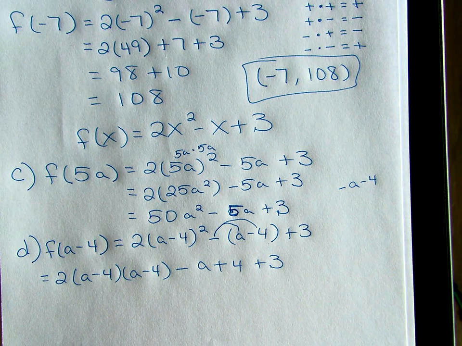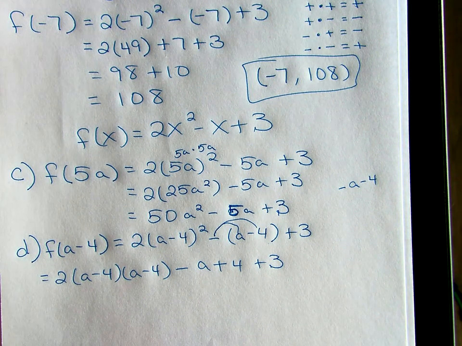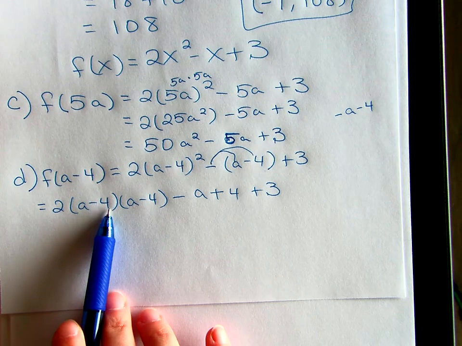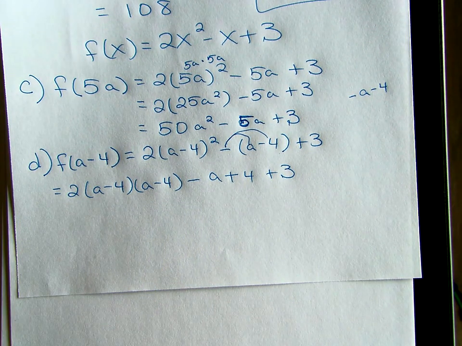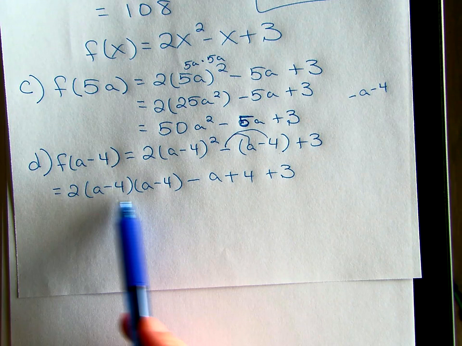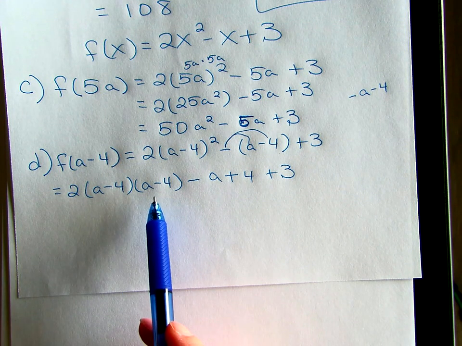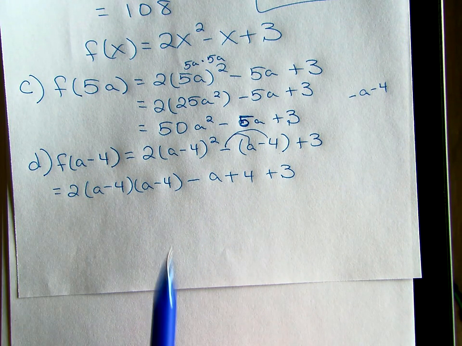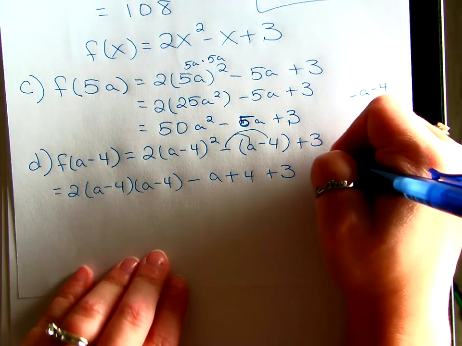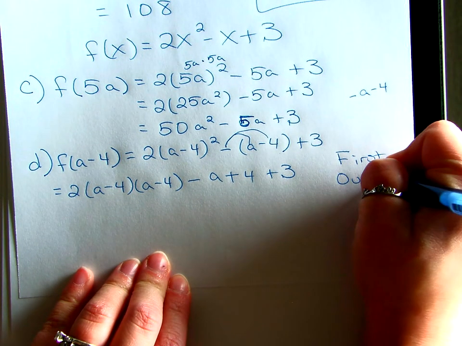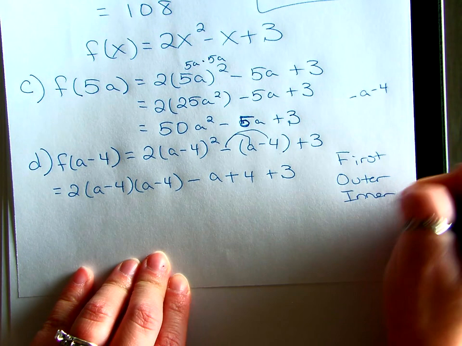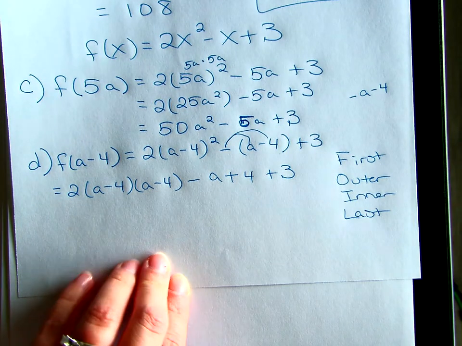Because a minus 4 squared means I'm going to have a minus 4 times a minus 4. Who remembers what we have to do when we have a binomial, this a minus 4, times another binomial? Foiling. That's exactly right. Foiling. That's first, outer, inner, and last. It's a specific way that we can multiply two binomials together.